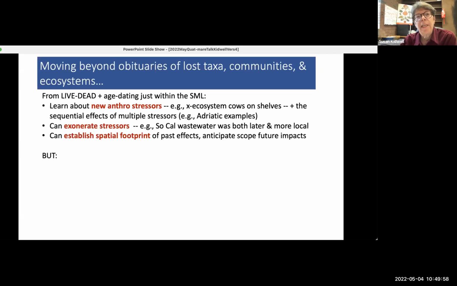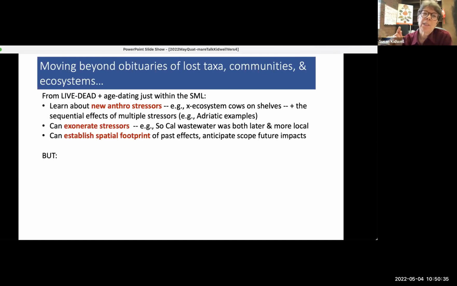Now, from live-dead and age dating, just using the surface mixed layer, these super easily acquired dead shells, we can, however, learn about new anthropogenic stressors, such as in Los Angeles. And of course, we can reconstruct sequential effects of multiple stressors. And here, Rafael and Paulo and the whole group there in Vienna, and with Adam working in the Adriatic, some wonderful examples, a whole series of terrific talks, as well as many people working elsewhere. But these are really these workers using this dual approach.